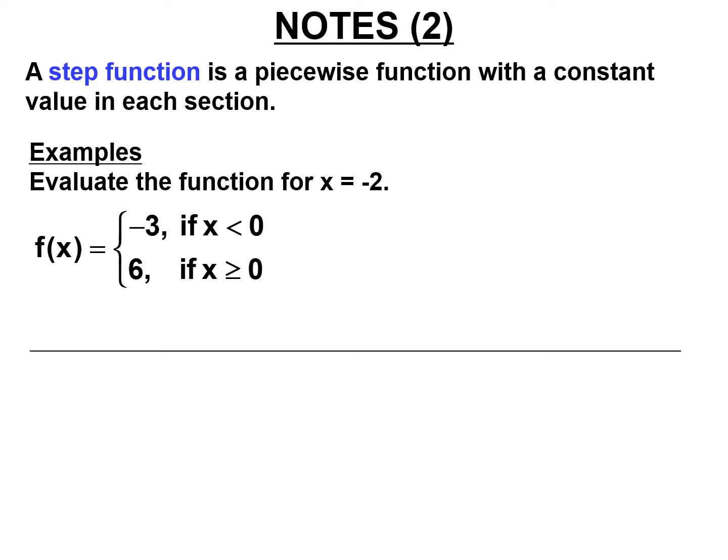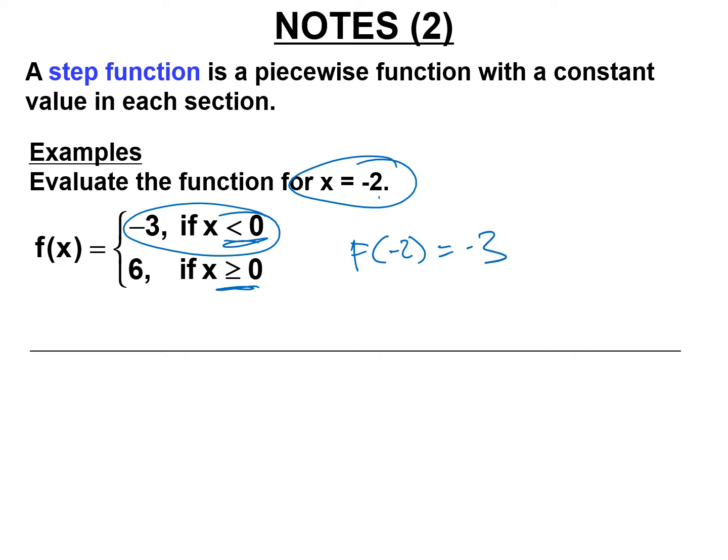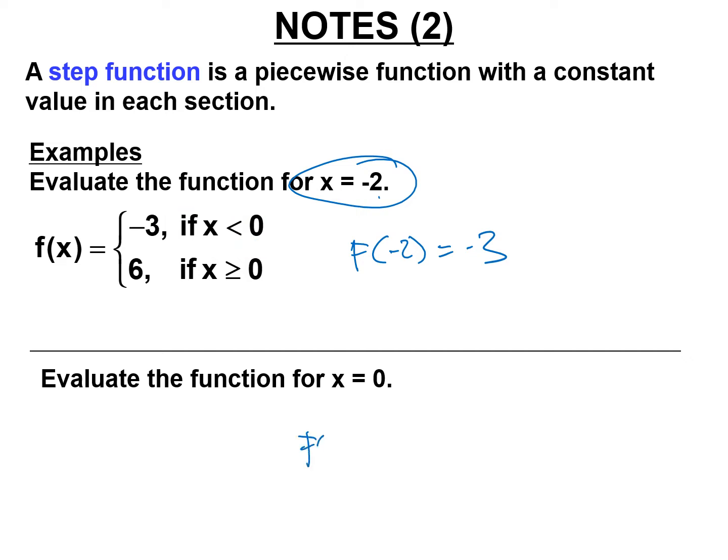So notice, we're evaluating it for x equals -2. Is -2 less than 0 or greater than or equal to 0? Well, it's less than 0, so you'd say f of -2 simply equals -3. Whenever x is -2 or any value less than 0, the f of x, or the y coordinate, will be -3. Evaluate the function for x equals 0. Well, so we're doing f of 0. It says when x is equal to 0, then the function equals 6.